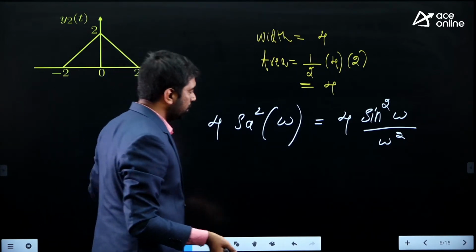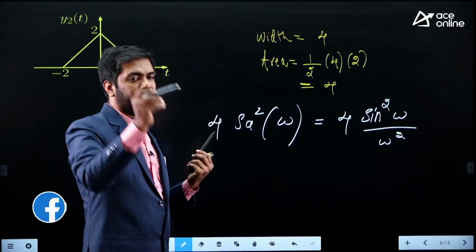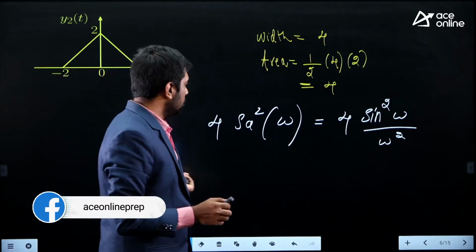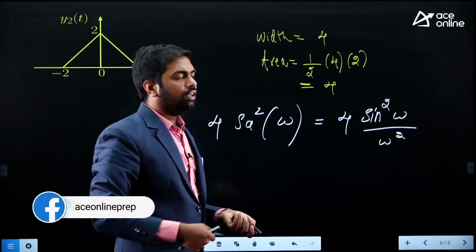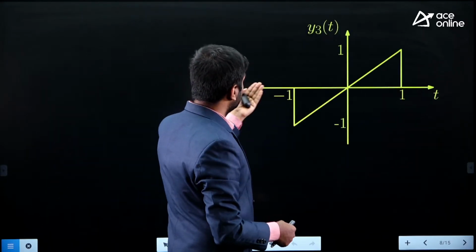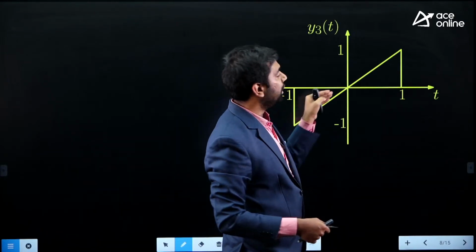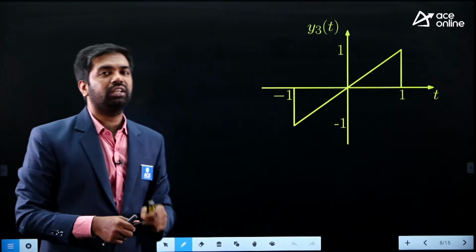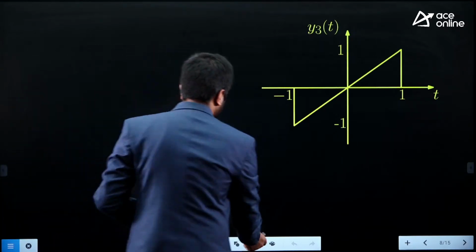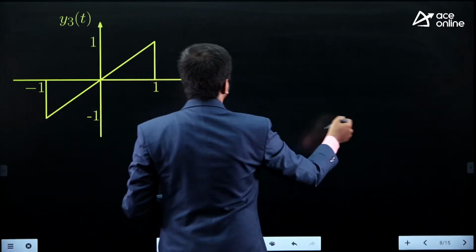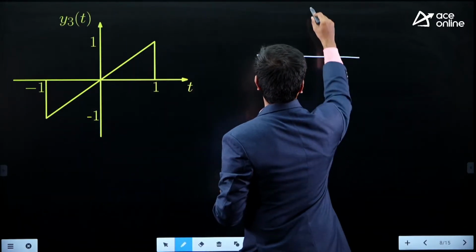Again, whatever we have got is applicable when the triangular pulse is symmetrical about the y-axis. Okay, so let's see the next one. You see y3 of t. y3 of t is given like this. How do you find the Fourier transform of this using the rectangular function? Okay, so let's see how you express it. First of all, what is given? This is what is given.